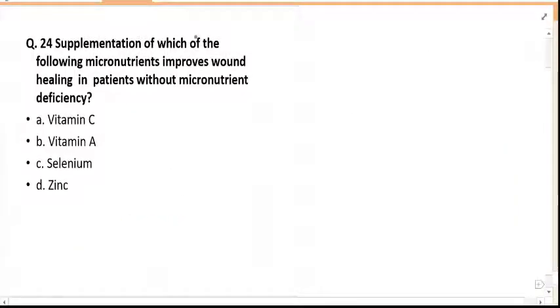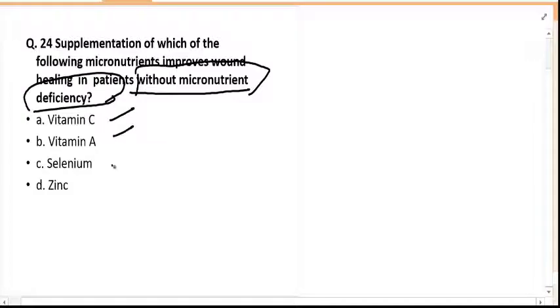Coming to next question. Supplementation of which of the following micronutrients improves wound healing in patients without micronutrient deficiency? See, this is important. Without micronutrient deficiency. If you see all of these vitamins and nutrients, vitamin C, A, selenium, zinc, they all are required for wound healing, but not in supraphysiological dose, or we can say extra physiological dose. So if patient does not have vitamin C deficiency, vitamin C is not going to help much. If patient does not have selenium deficiency, it is not beneficial. Does not have zinc deficiency, it is not beneficial.